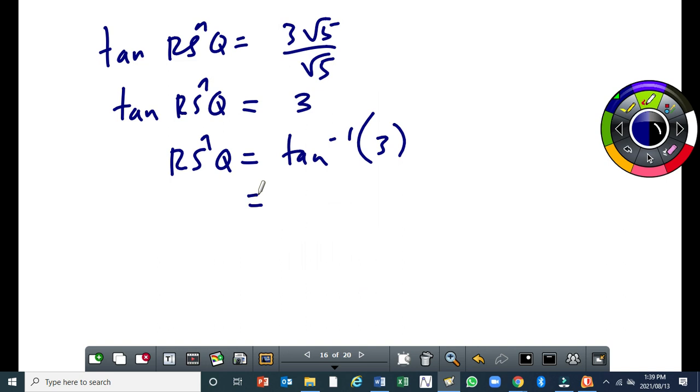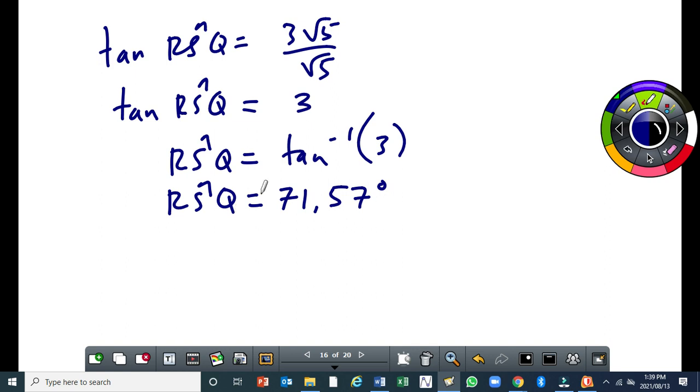Okay? Then you have to take out your calculator. Check out the calculator. So it will be shift tan of 3, and that will give you 71.57 degrees. So that will be the size of angle RSQ.